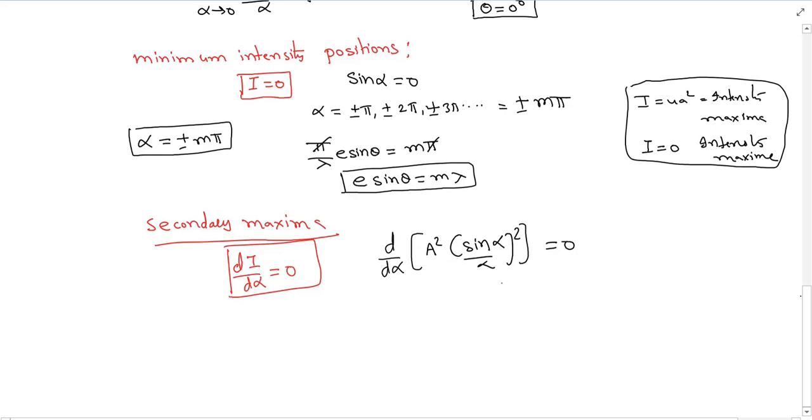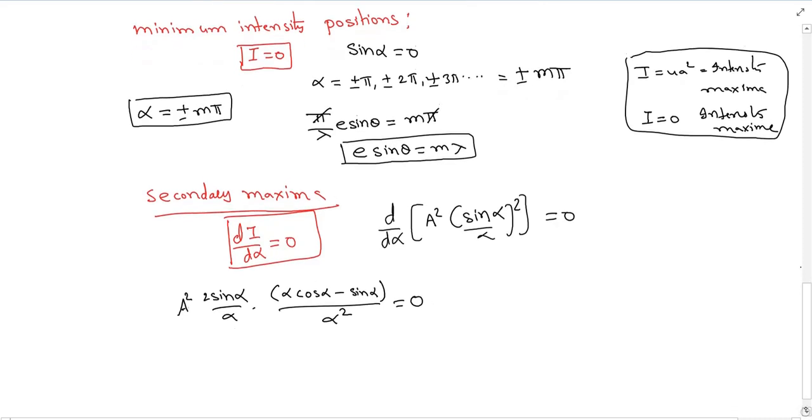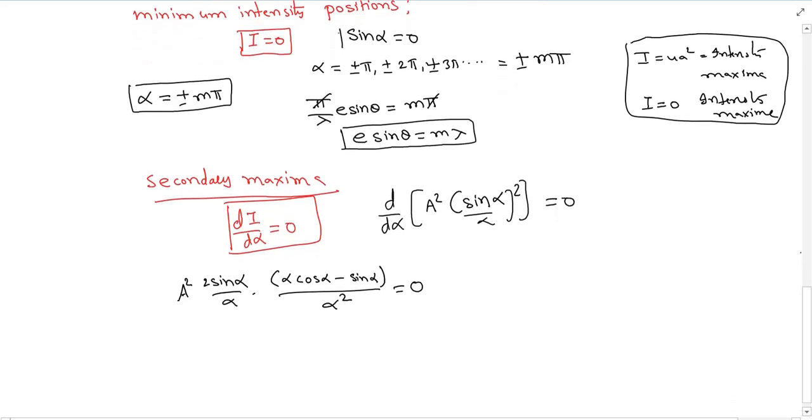So differentiating the above expression, what we are going to get is A squared into 2 sin alpha by alpha into (alpha cos alpha minus sin alpha) by alpha squared is equal to 0. But sin alpha equal to 0 is already the condition for minimum intensity, so we should not make use of sin alpha equal to 0 again.